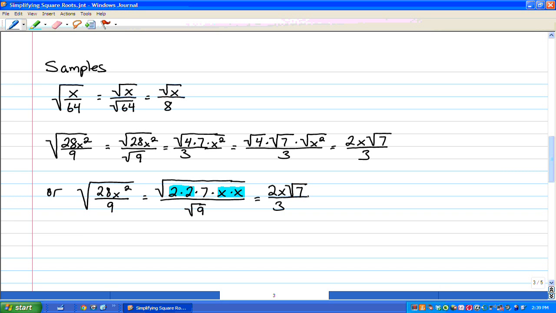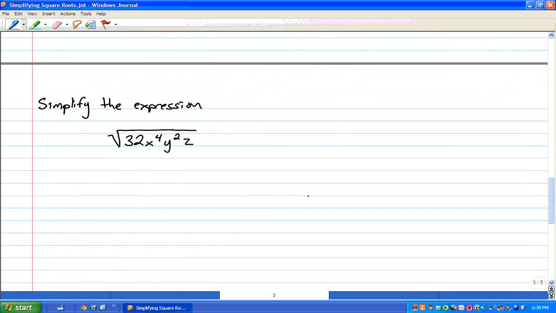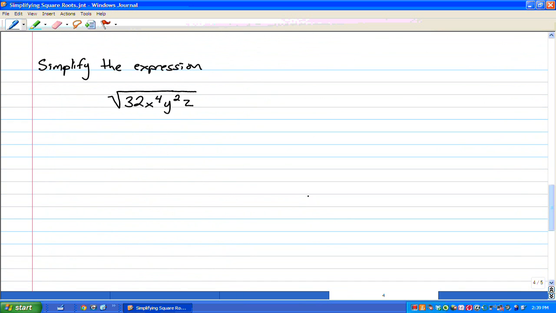That's another method. Again, it's a great method when the numbers are large. I don't care which one you use. But let me give you one that's a little bit bigger. Not that bad, but try this one. Pause the video and do that one.